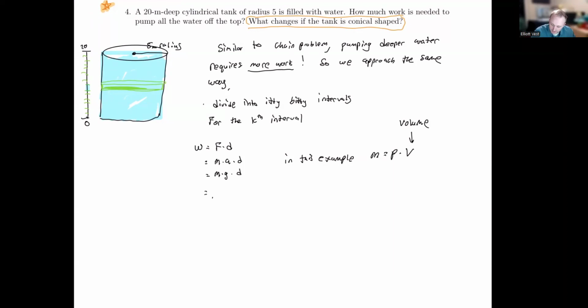Okay, so plugging that in, rho times volume times g times d. And also, the density of water, we already know, is 1,000 kilograms per meter cubed. That's by definition, so it's kind of like gravity. You're just supposed to know that, and your homework problems will give you those values, because similarly, gravity is 9.8 meters per second squared. So if we're plugging in those numbers, we get 1,000 times 9.8 times volume times distance.